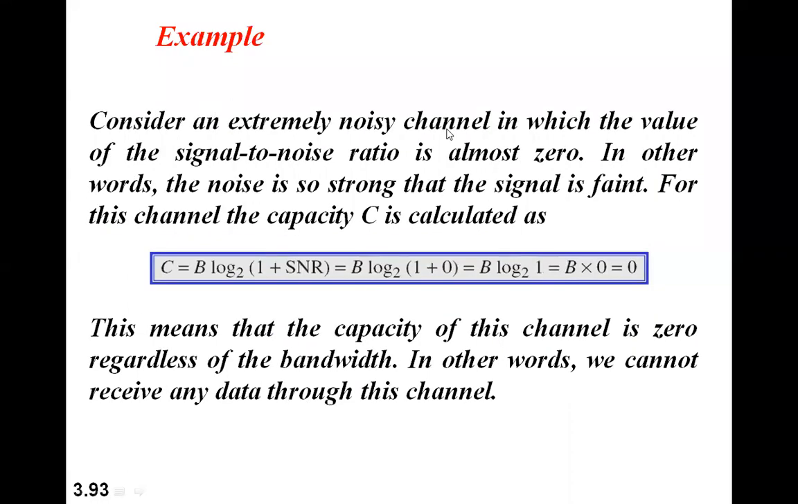Consider an extremely noisy channel in which the value of the signal to noise ratio is almost 0. In other words, noise is so strong that the signal is faint, but the channel capacity is 0. This is calculated using the Shannon formula for noisy channels: capacity equals bandwidth multiplied by log of 1 plus SNR with a base 2.